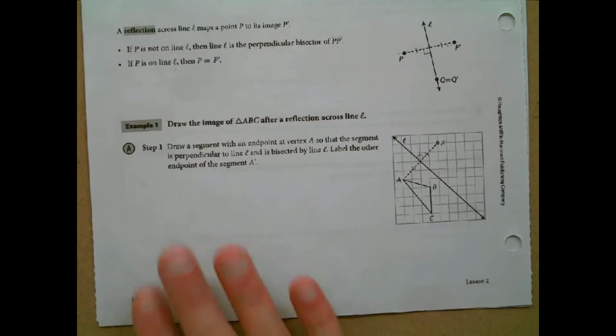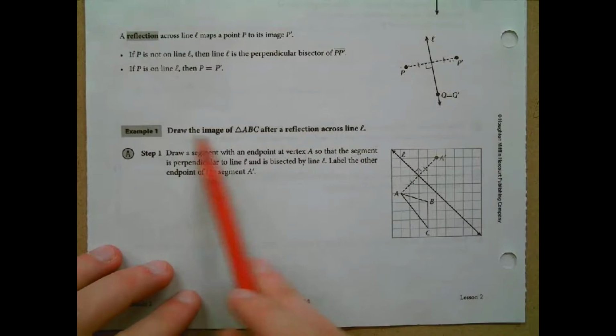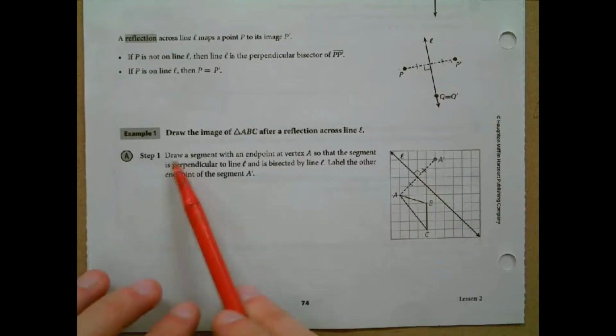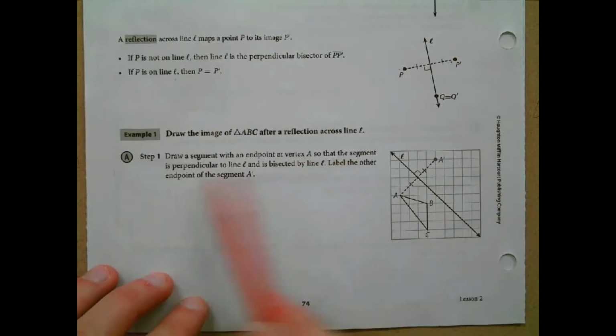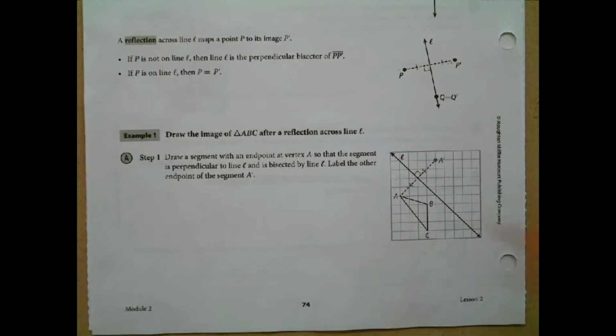Let's take a look at doing this on graph paper. What it has us doing here is drawing the image of triangle ABC after reflection across line L. Here's our ABC; they started it for us. They recommend drawing a segment with an endpoint at vertex A so that the segment is perpendicular to line L and is bisected by line L. Label the other endpoint of the segment A prime. How can I guarantee that we're going to be perpendicular to line L? If we're in the coordinate plane, how are perpendicular lines related? What did we just talk about last unit? Yeah, they have opposite reciprocal slopes.